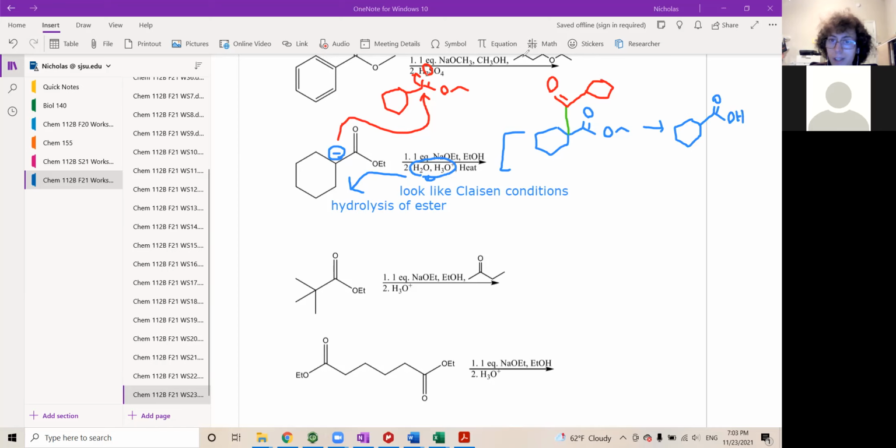So that becomes an ester, water. And then what will be one last thing that can happen to this structure?